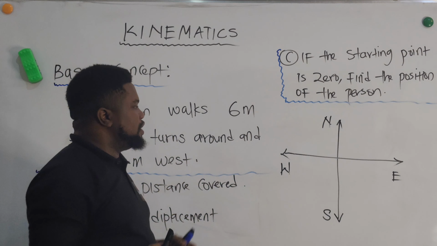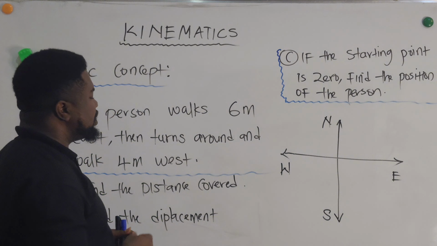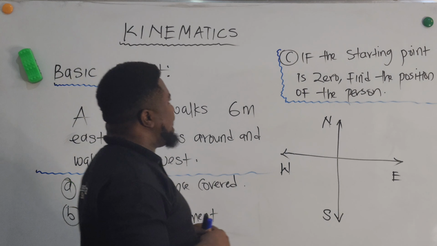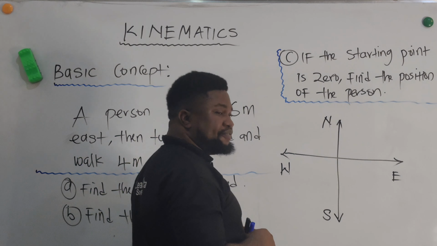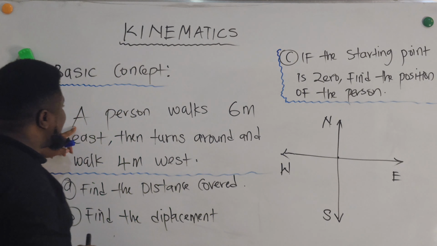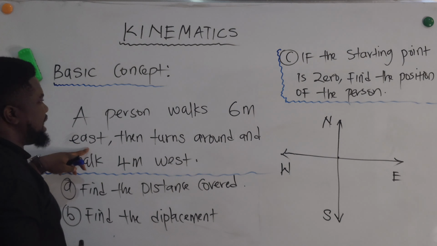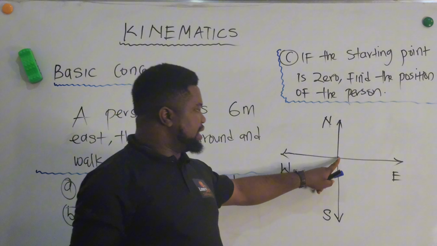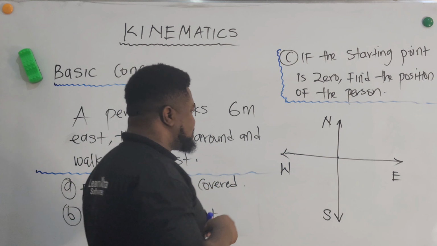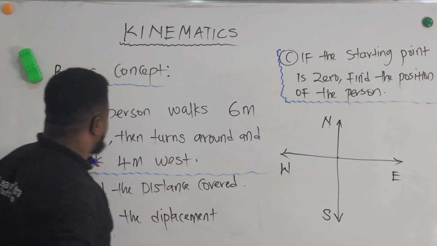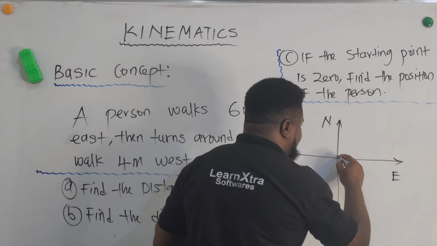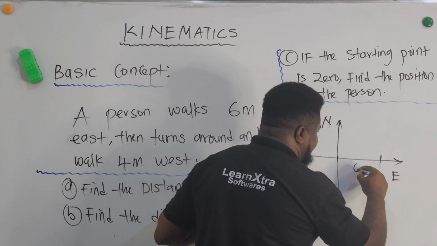Once you know this thing, it won't be a problem to you anymore. Now, the question says we are assuming that the reference point is from the origin. So, a person walks 6 meters east. He was somewhere. It could be anywhere, but we assume it's from the origin. He walks towards the east. He walks 6 meters. Let's say from here to here is 6 meters.